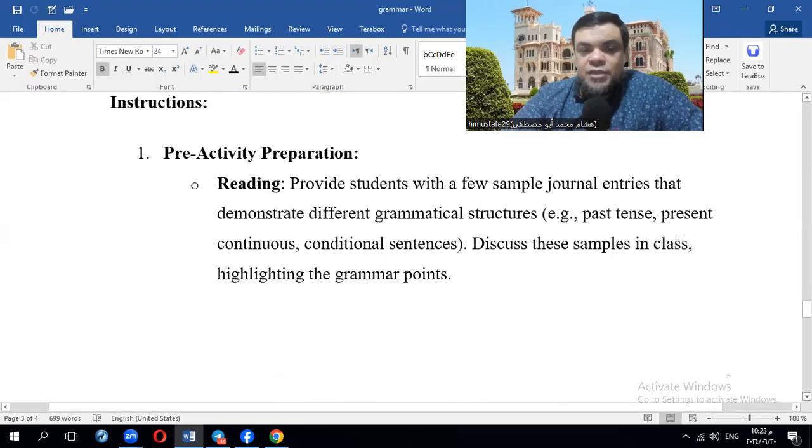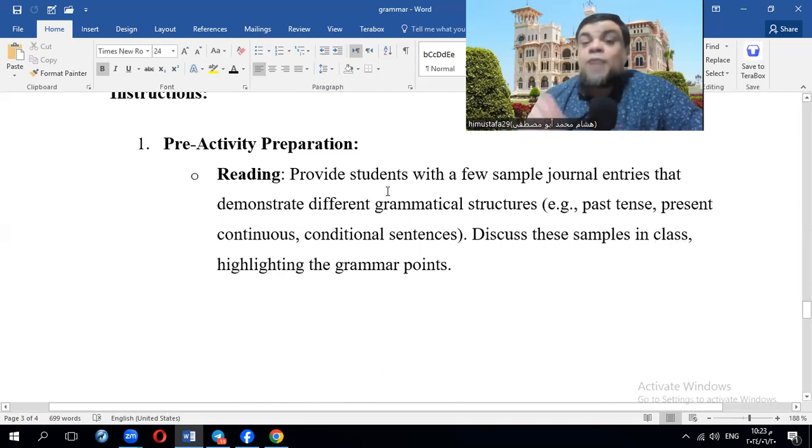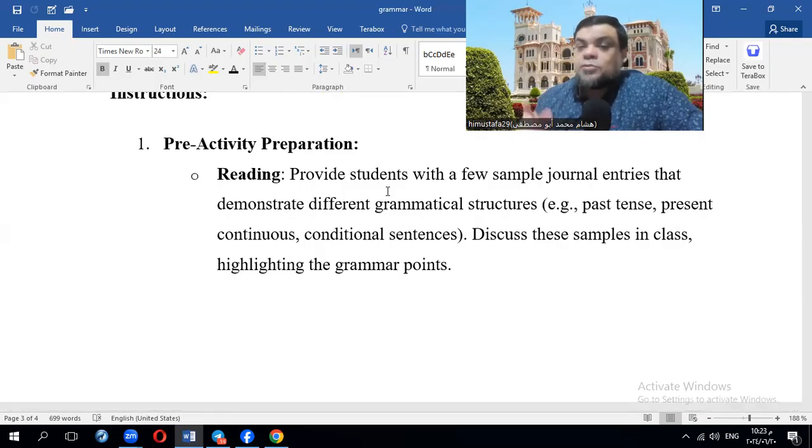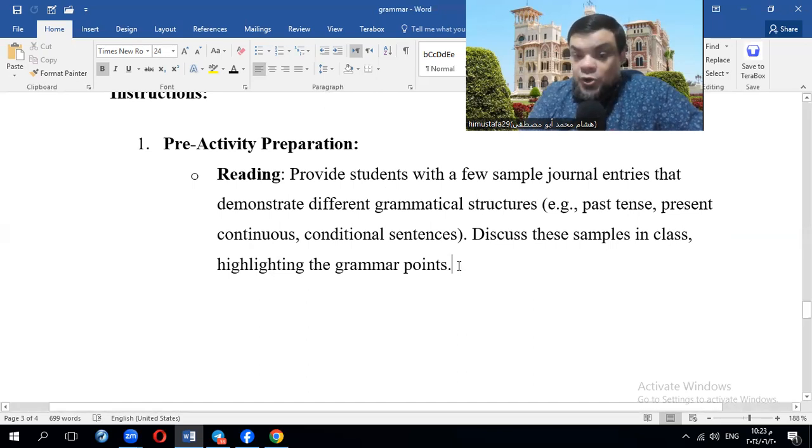Instructions, pre-activity, preparation: reading. Provide students with a few sample journal entries that demonstrate different grammatical structures. So they are going to read journal entries using different grammatical structures like past tense, present continuous, conditional sentences, whatever grammatical rule they have studied. Discuss these samples in class, highlighting the grammar points.